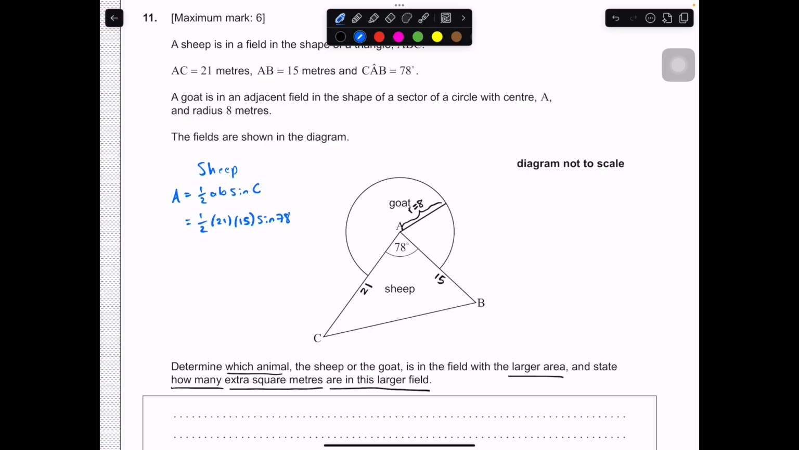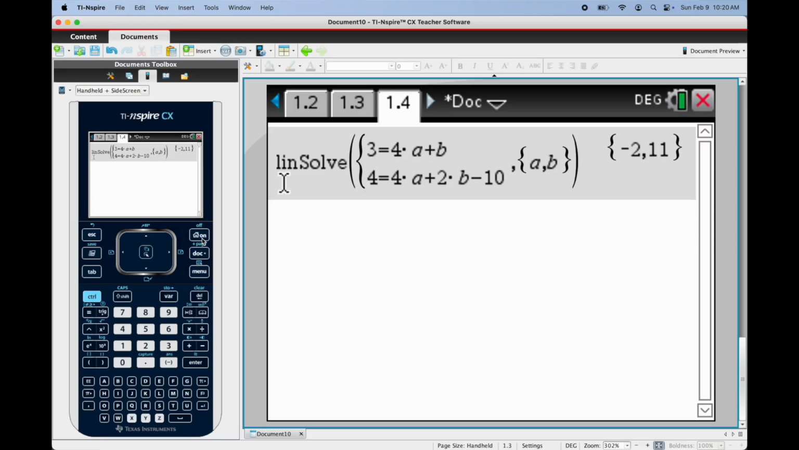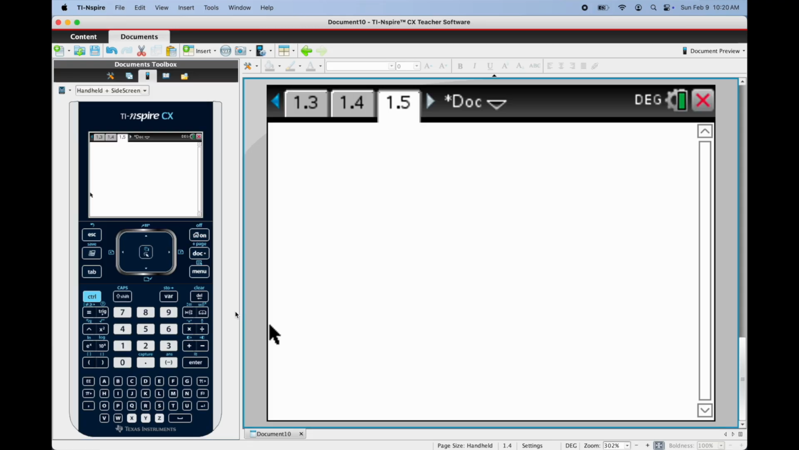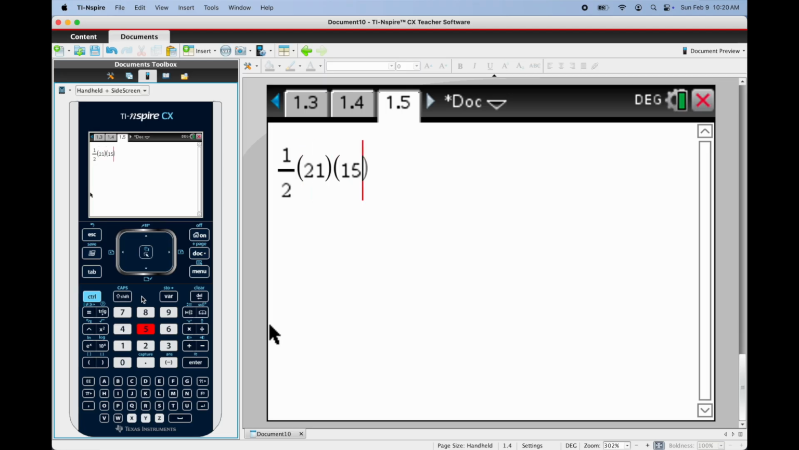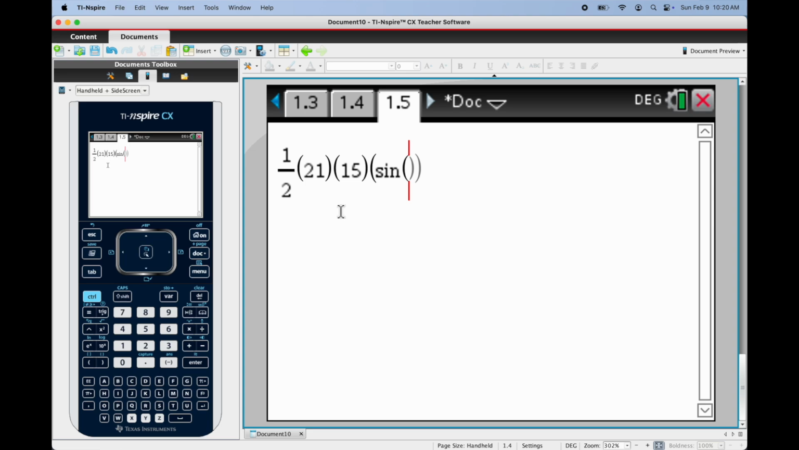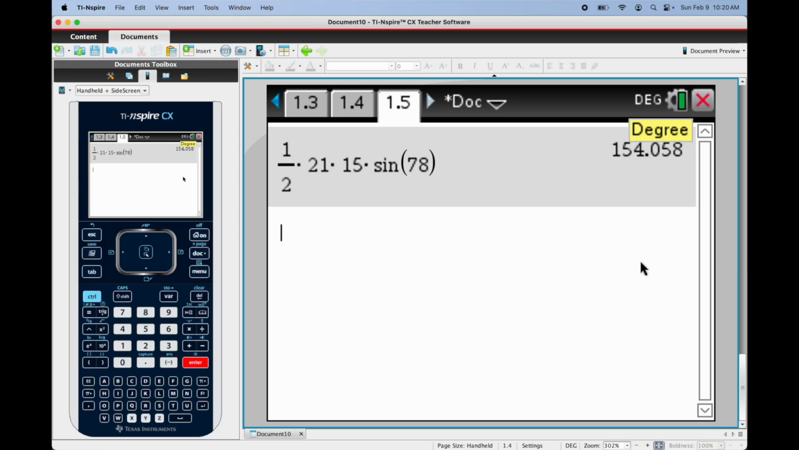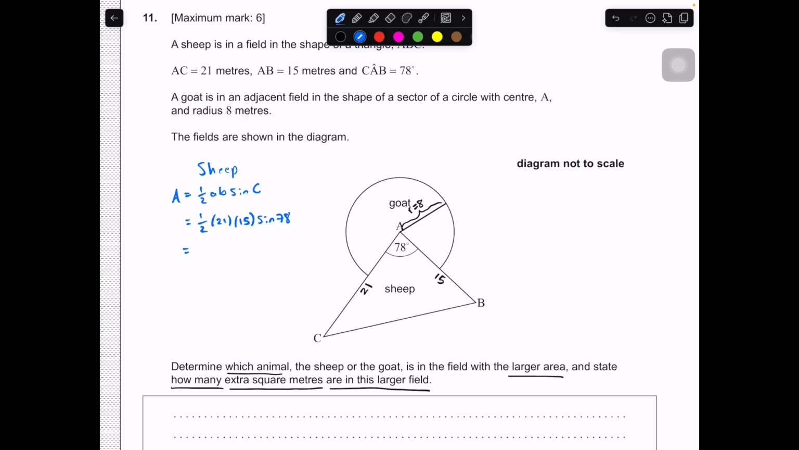I'm going to go to the calculator real quick. Let's write out 1/2 times 21 times 15 multiplied by sine 78. Make sure that we're in degrees. And there we go: 154.058. I'm going to go back to the document and write that out. 154.058. And I'm going to write AS for area of the sheep.